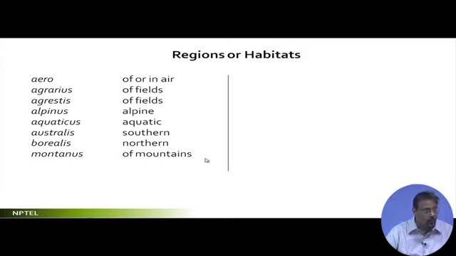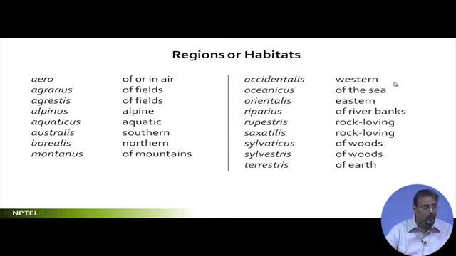Montanus is of mountains. So if you find a tree with some indication of mountainous, then you must immediately infer that it must be growing in the mountains. Or if you find australis as a part of the second name, then definitely you should say it is from the southern region of the world. Occidentalis is western, oceanus is of the sea, that means coastal, orientalis is eastern. All these eastern, western, northern, southern are with respect to the earth.